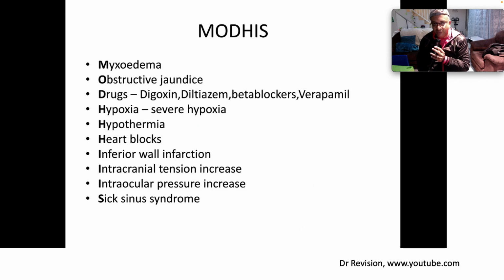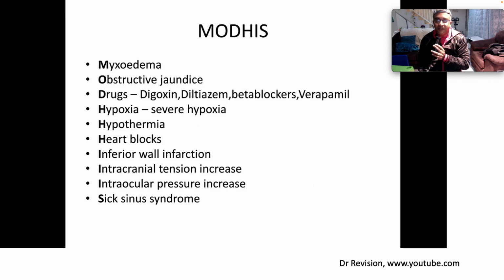Drugs like digoxin: we know digoxin inhibits the sodium potassium ATPase pump, and therefore it leads to increased intracellular calcium. So it slows conduction, so it's negatively chronotropic, but it's positively inotropic. Diltiazem is a non-dihydropyridine calcium channel blocker. Verapamil is its cousin in the same class. Beta blockers can do the same.